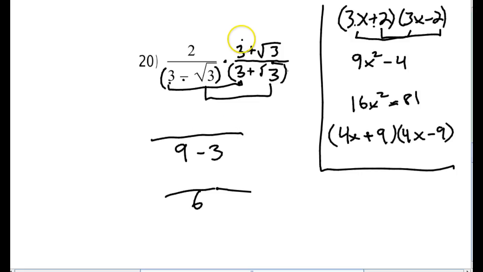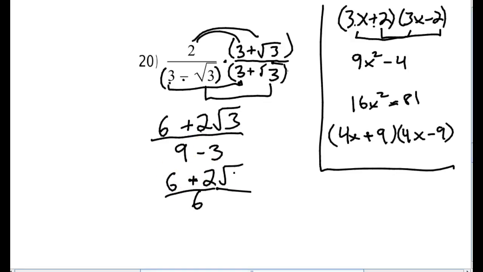And of course, the top we have to distribute. Don't forget parentheses. 6 plus 2. My final answer is 6 plus 2 root 3. Okay. And for now, we're going to leave that as our final answer.